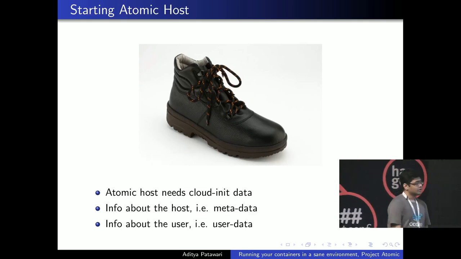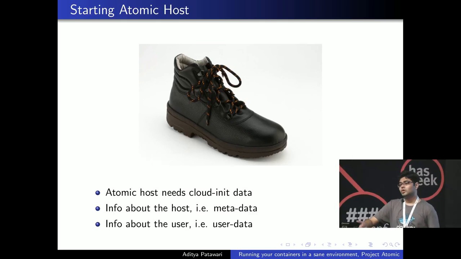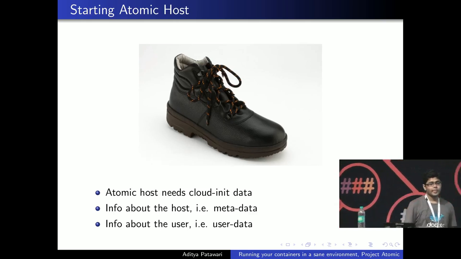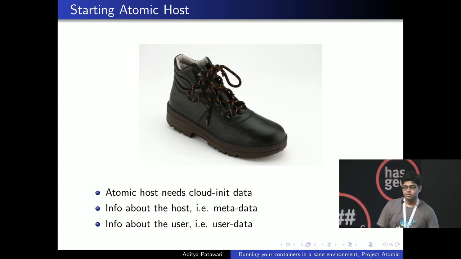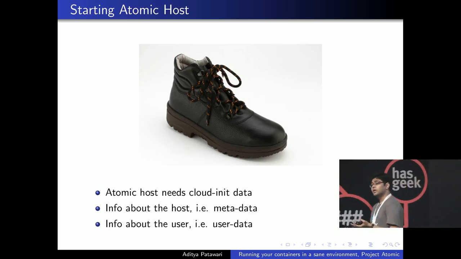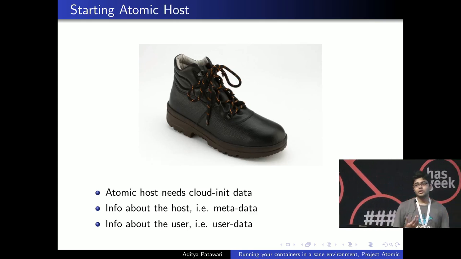Starting an Atomic host, you will need a cloud-init server. Cloud-init server, I mean, you must have been working with something of the AWS sort. Have you ever thought that when you supply your key, your instance already has that? That entire process is taken care of by something called cloud-init. What cloud-init does is that you feed it initial data, and it will take all that data and supply it to the host. So for example, certain things like instance ID, IP addresses, your public IP addresses, your keys, your users, they're all supplied to the instance by the cloud-init data.